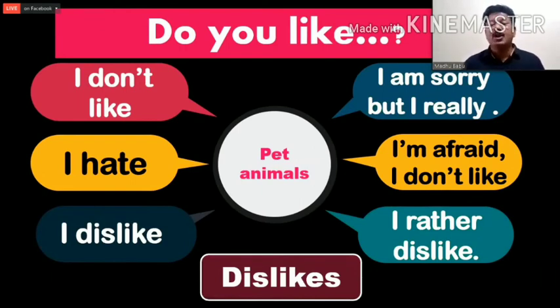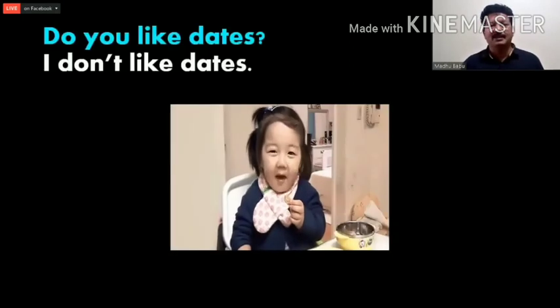When we assume they don't like something, what you can say is, I dislike, I hate, I don't like. And we can use other expressions also. I'm really sorry, but I really don't like pet animals. Oh, now it's very dangerous. This is how we can introduce them based on the level of the students, right? So now we will see question and answer practice, as we are saying. Do you like dates? No, I don't like dates. So showing a picture, giving a certain expression, and asking a question, then you will get the response.